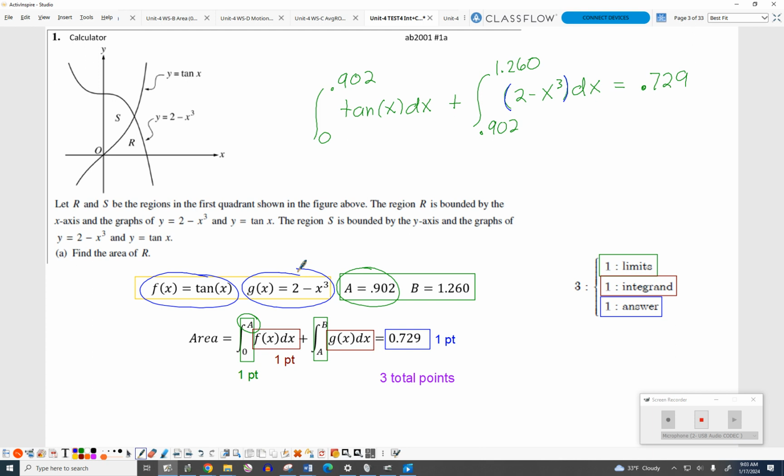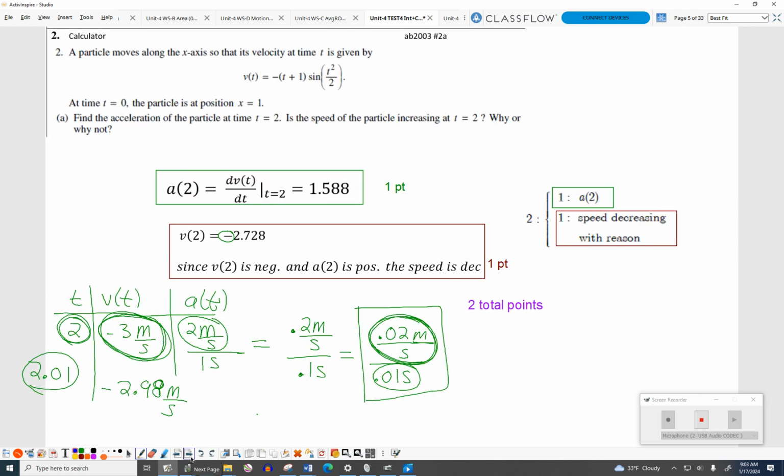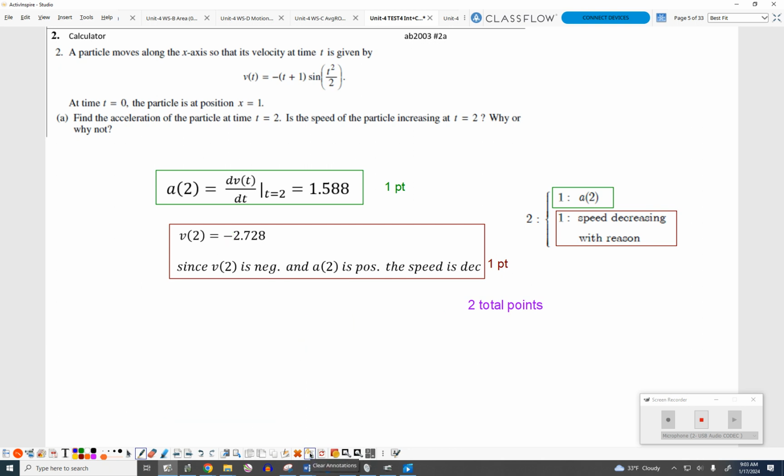Okay, next one. Number 2. Okay, number 2 is worth 2 points. 1 point for correctly identifying how you found the acceleration. So it's important to tell the grader how you are finding the acceleration. So you need this piece right here, so the grader knows how you found the value. That's 1 point.